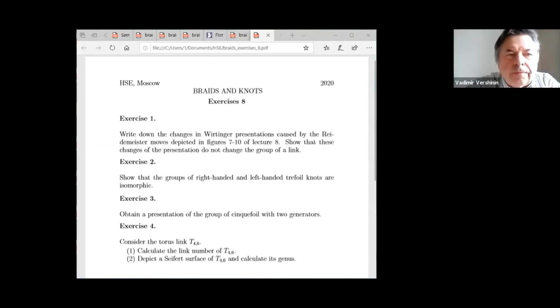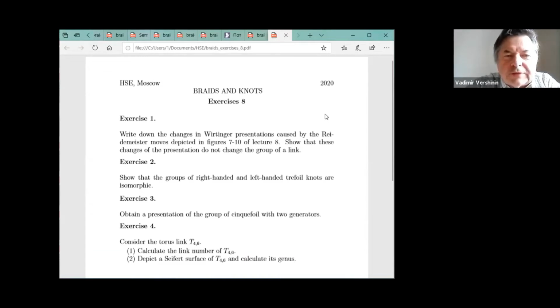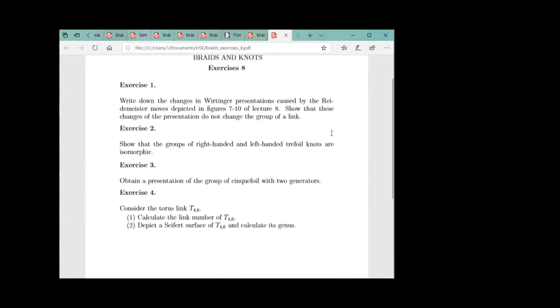I just want to make correct photos. So we start with the exercise, excuse me, sorry. Do you see the sheet of exercises? Yes. Very good.